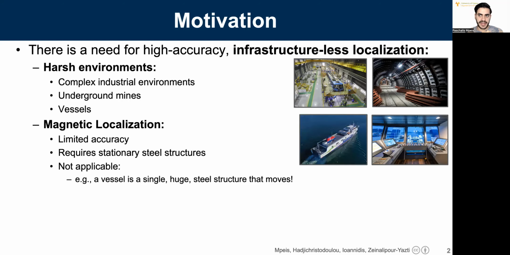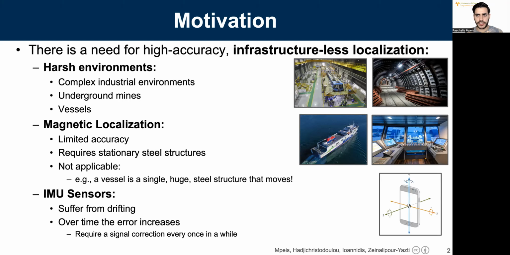Alternative approaches like magnetic localization do not have high accuracy, and they require stationary steel structure. And in the case of vessels, they're not applicable because a vessel is a huge steel structure that moves. Other approaches like the IMU sensors that you can find on a mobile phone are also not applicable as they suffer from drifting. And that drift error increases as the time goes by. They require a signal to correct them every once in a while.